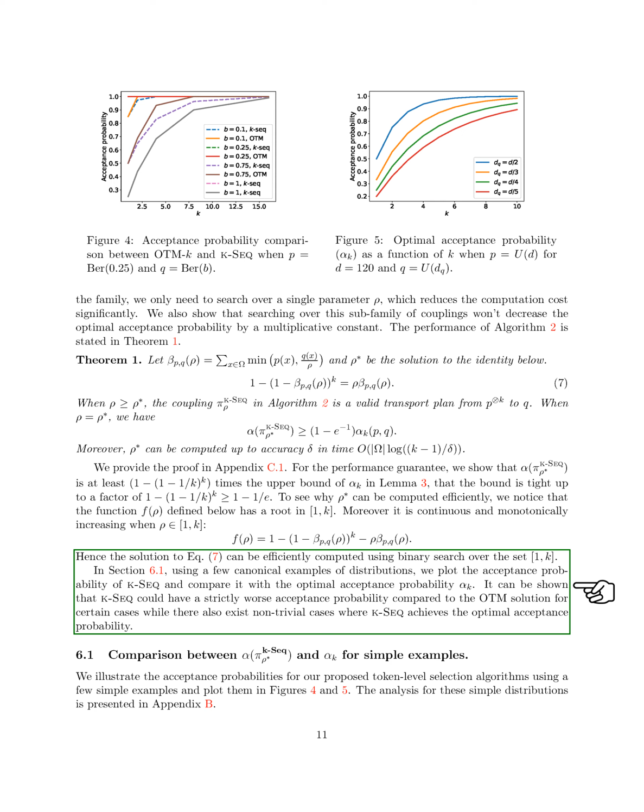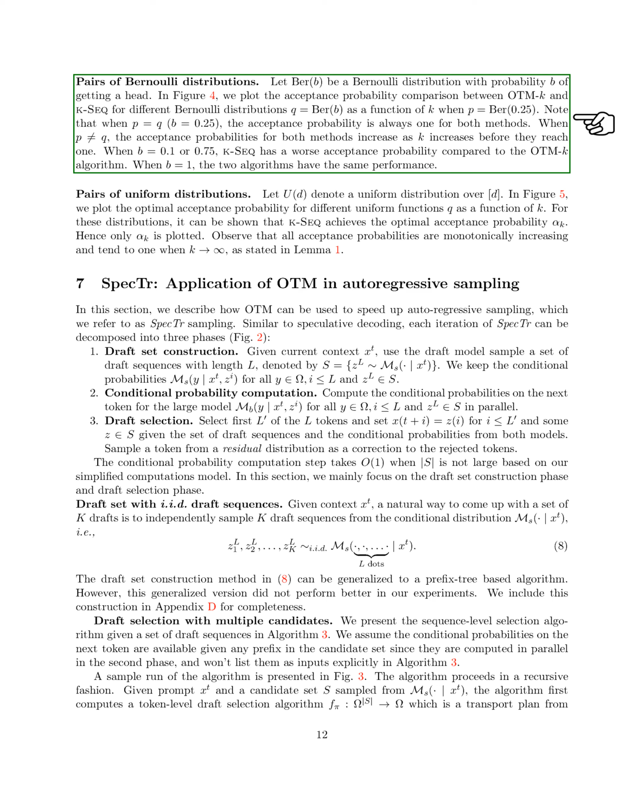For instance, we consider pairs of Bernoulli distributions, which are distributions with a probability b of getting heads. We plot the acceptance probability comparison between the optimal transport method and K-seq for different Bernoulli distributions as a function of k. We find that when the distributions are equal, the acceptance probability is always 1 for both methods. When the distributions are not equal, the acceptance probabilities for both methods increase as k increases before they reach 1. In some cases, K-seq has a worse acceptance probability compared to the optimal transport method, but in other cases, the two algorithms have the same performance.